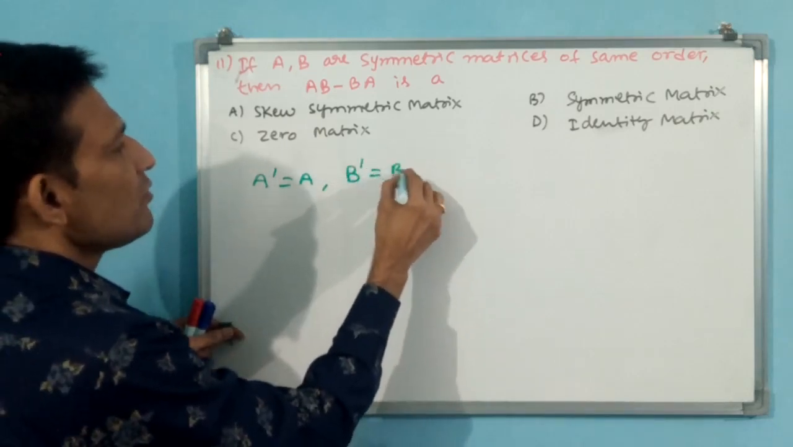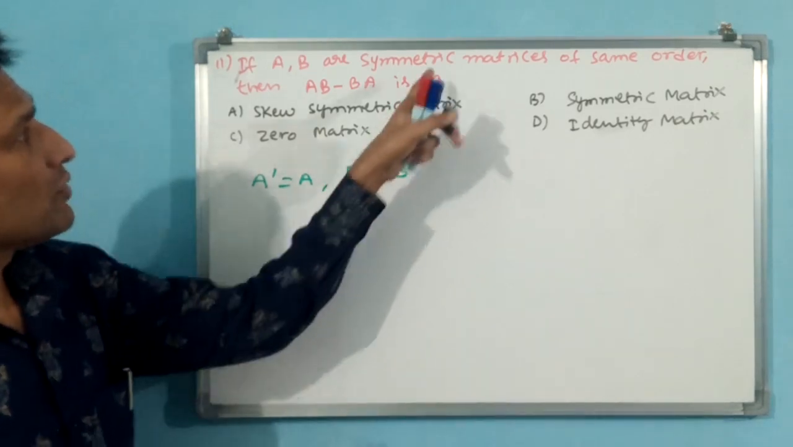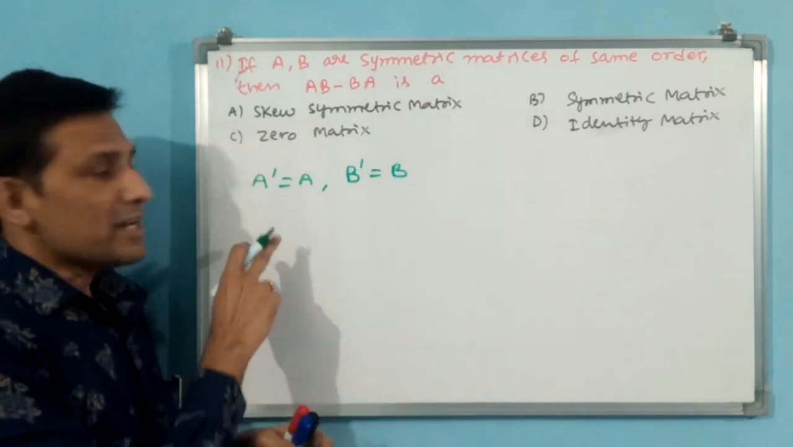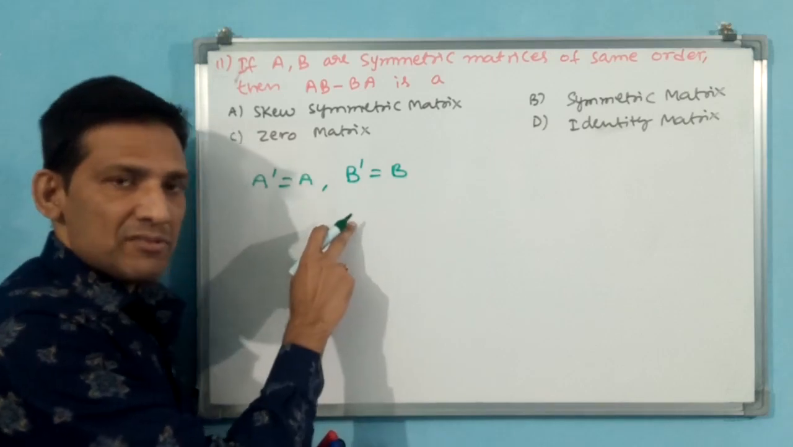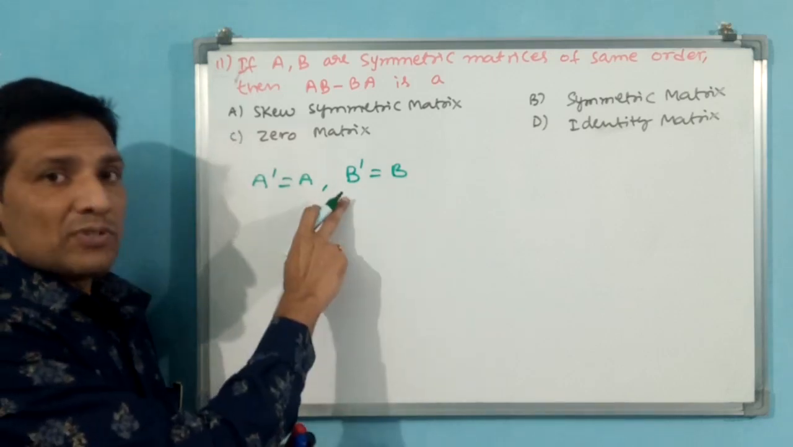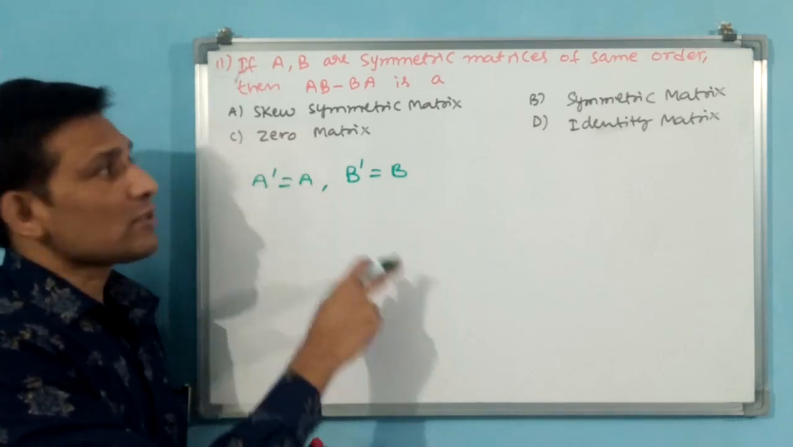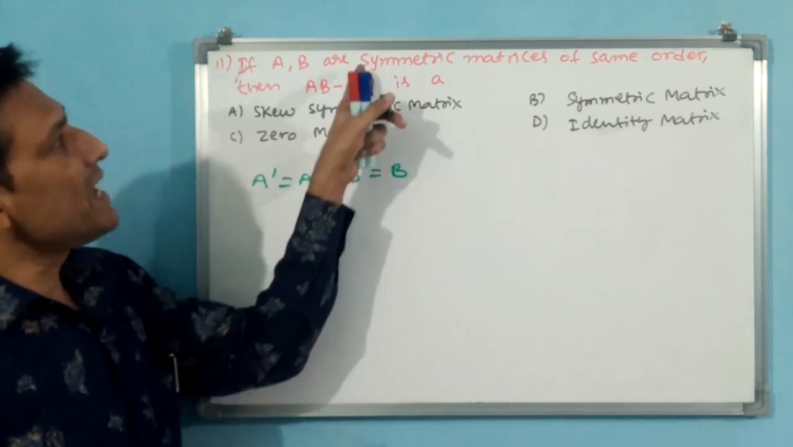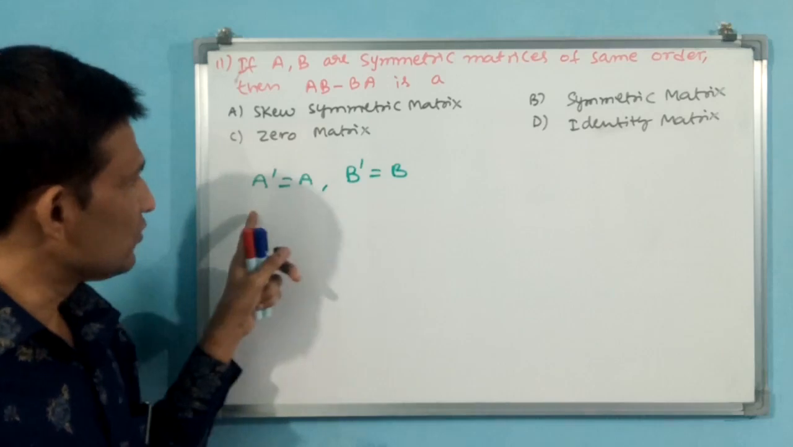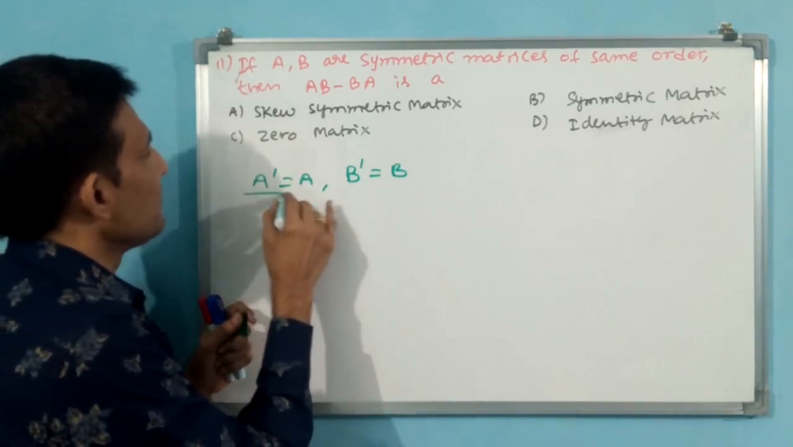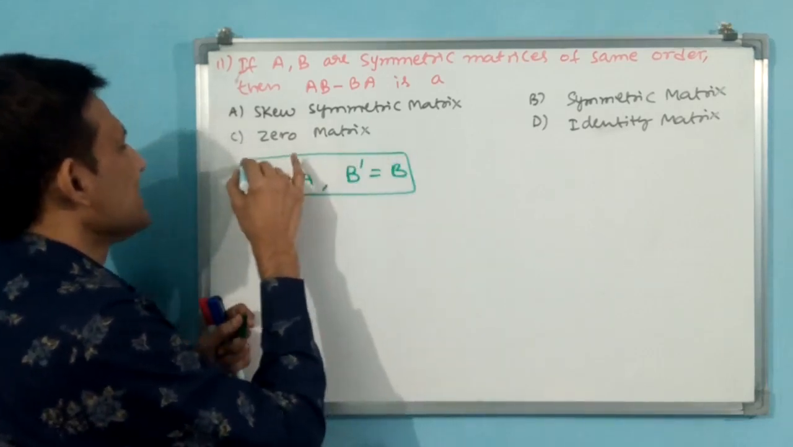B transpose is equal to B has to come, because both are symmetric. Symmetric means what? Even after transpose, the same matrix will come. Even after transpose, a negative matrix comes means skew symmetric. But they are telling symmetric matrix A and B. A, B symmetric matrix, that means these two conditions are going to be fulfilled. First point, okay, you box it.